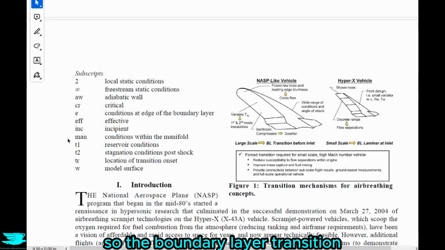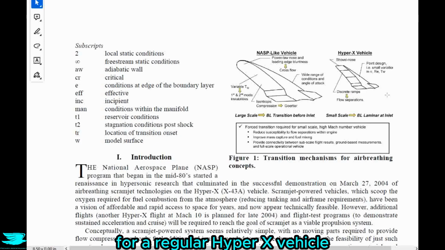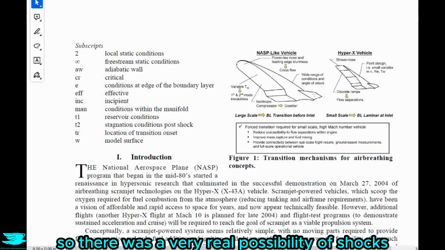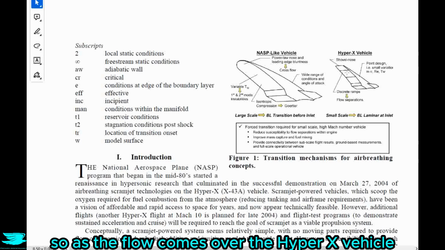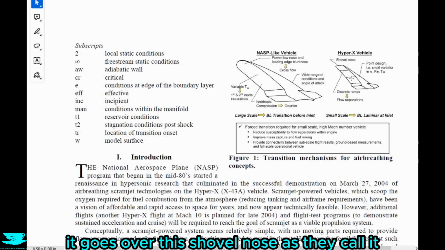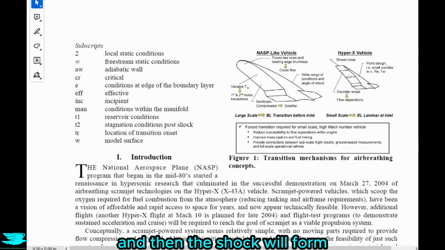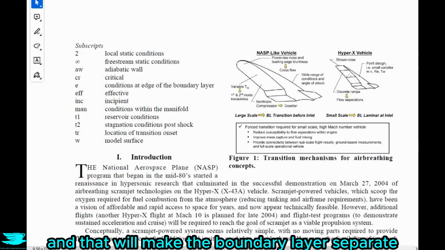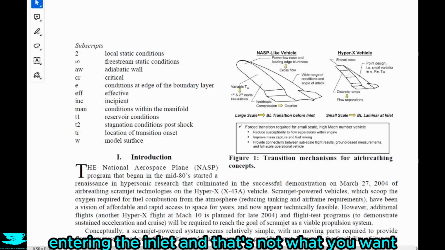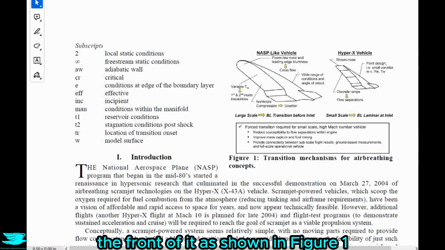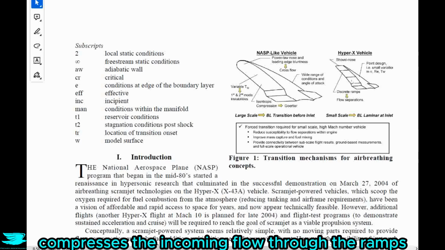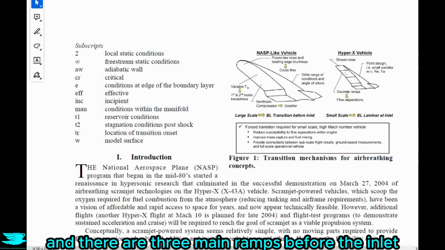So the boundary layer transition was not predicted to occur for a regular HyperX vehicle. So there was a very real possibility of shocks inducing separation. So as the flow comes over the HyperX vehicle, it goes over this shovel nose as they call it, and then a shock will form and that will make the boundary layer separate. That then results in very chaotic flow entering the inlet, and that's not what you want. You want to have much cleaner flow. And for the HyperX here, the front of it, as shown in figure 1, compresses the incoming flow through the ramp and it directs it into the engine. And there are 3 main ramps before the inlet.